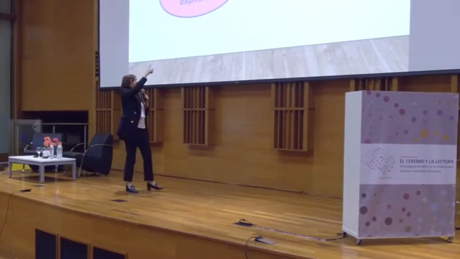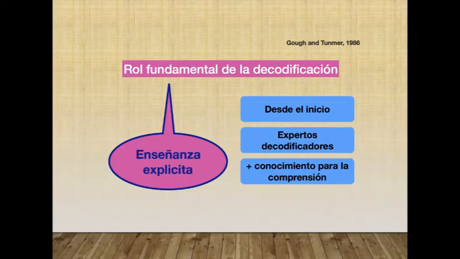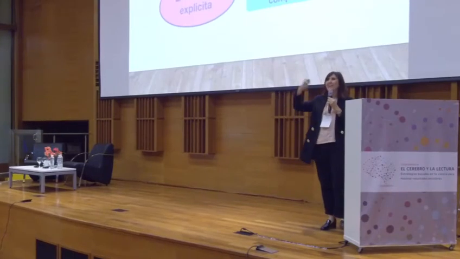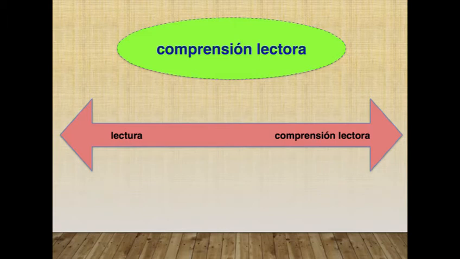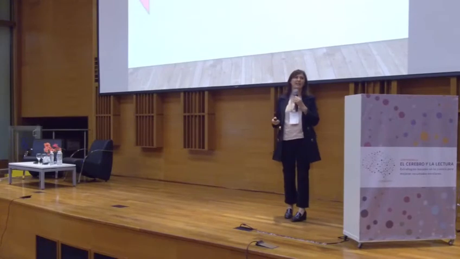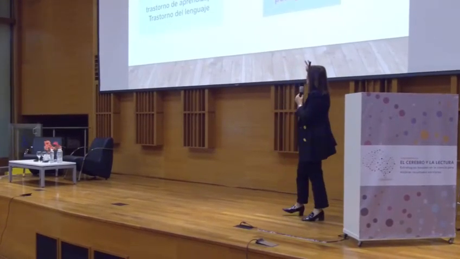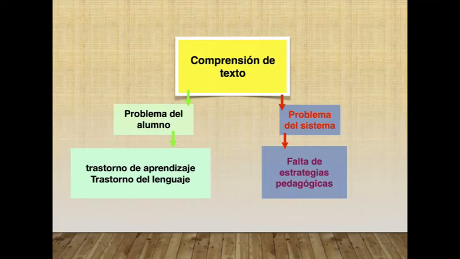There's no doubt that teaching has to be explicit. From the very beginning, I need to have expert decoders so that they will increase their knowledge for comprehension with controlled reading and more complex texts. It's a continuum. I start to learn reading, and then I will start to understand and to have a better reading comprehension.